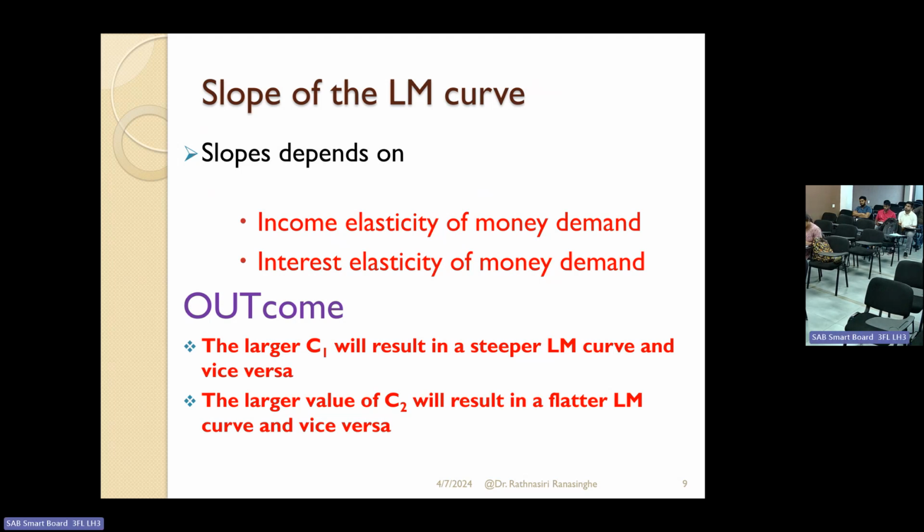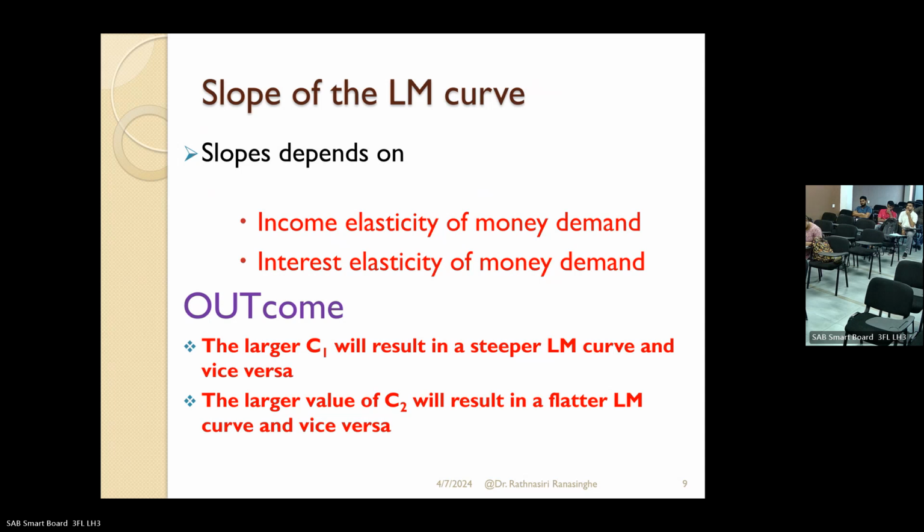C1 is the income elasticity of money demand, with respect to change in the income. C2 is the interest elasticity of money demand. So those are the two factors that determine the slope of the LM curve. Sometimes the LM curve will become steeper, sometimes flatter. So that slope is very, very important. Why there is a steeper curve, why there is a flatter curve, that depends on C1 and C2. C1 can be high or low, and depending on that, the slope can change. C2 also can be high or low, and depending on that, the slope can change.